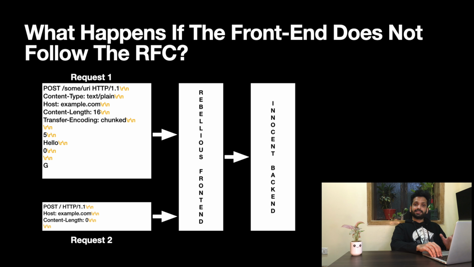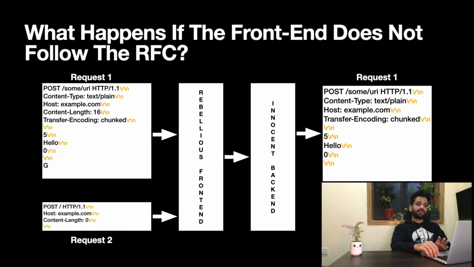Now the backend is an innocent backend server which is implementing the RFC correctly. The backend knows that it is supposed to strip off the content length header if a request contains both the transfer encoding header as well as the content length header. So this is what the backend sees or makes sense of request number 1.